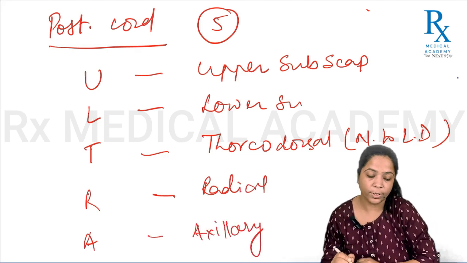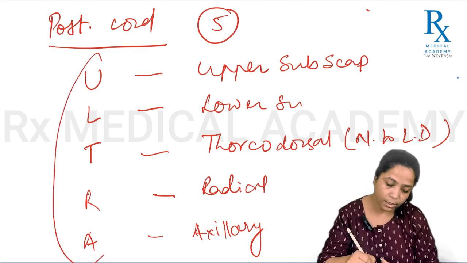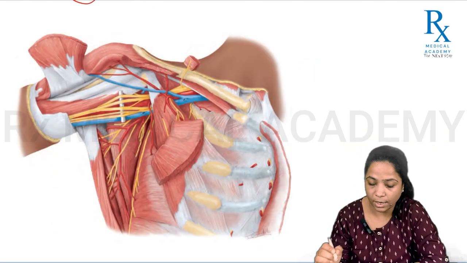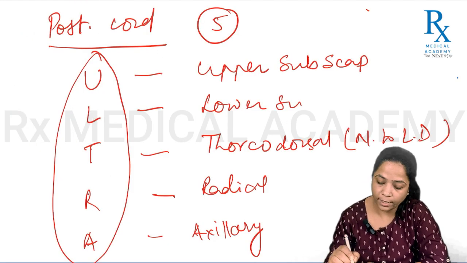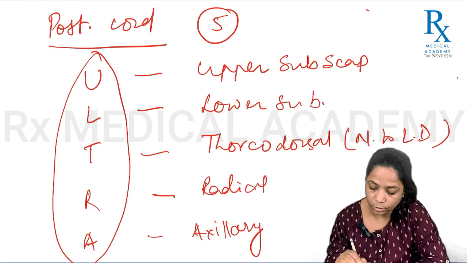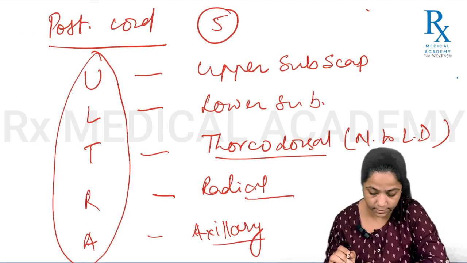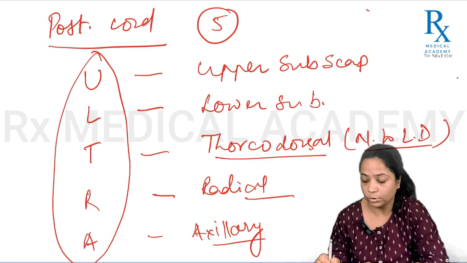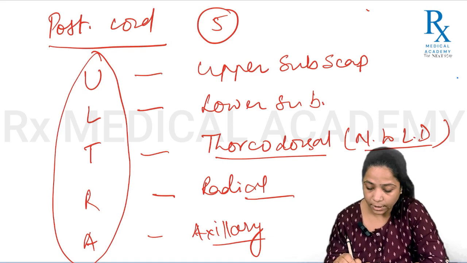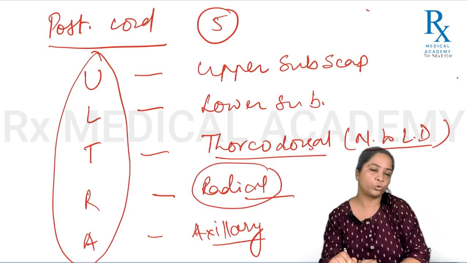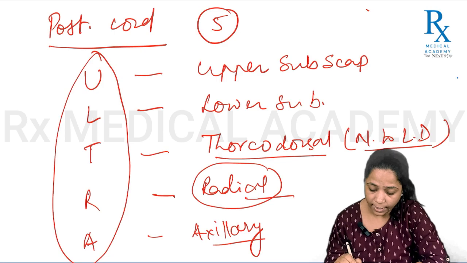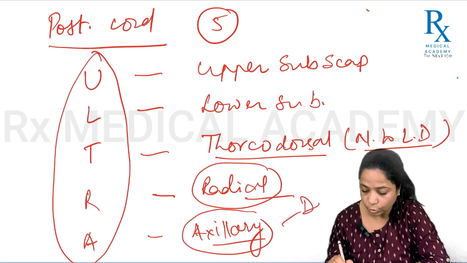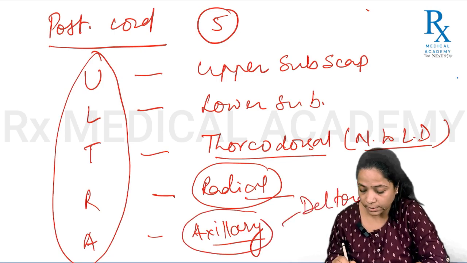So the mnemonic for the branches of the posterior cord is ULTRA: U for the upper subscapular and L for the lower subscapular, thoracodorsal, radial and axillary nerve. Thoracodorsal, or the nerve to latissimus dorsi, supplies the latissimus dorsi muscle. Radial nerve is the main nerve of the posterior compartment of the upper limb. Axillary nerve supplies the deltoid muscle and teres minor muscle.